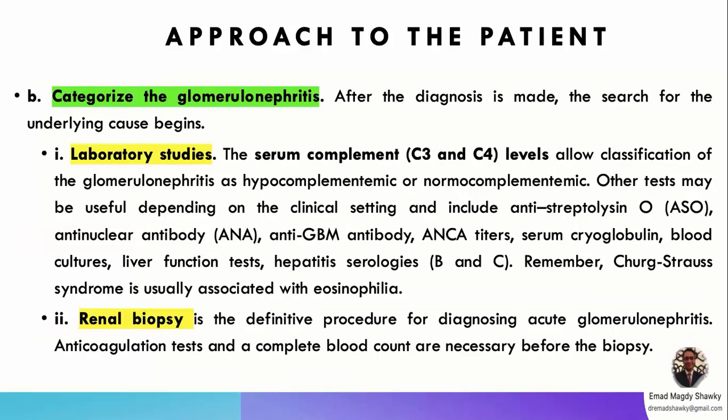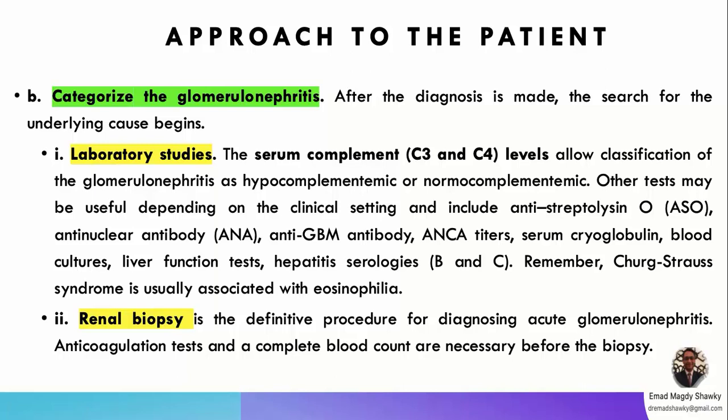So in laboratory studies, as follows: the serum complement and the ANA, anti-GBM antibody, ANCA, anti-streptolysin O, those are for the post-streptococcal glomerulonephritis. Hepatitis serology B or C. Remember Churg-Strauss syndrome is usually associated with eosinophilia.